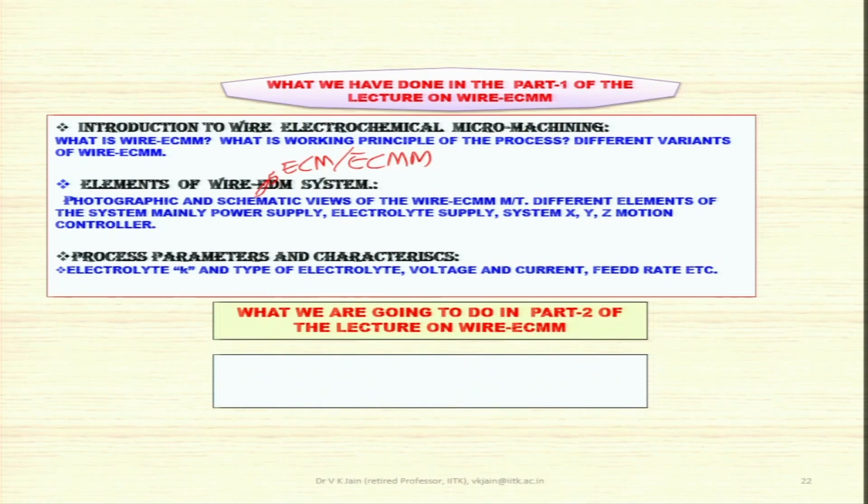What we are going to discuss in part 2 of the lecture on wire ECMM, mainly we are going to discuss the applications. Some part of the tool design of the wire ECMM process was left, so that also will be covered before applications. Applications are specifically in aerospace industry, automobile industry, etc., that we will discuss in detail. And then finally we will discuss the conclusions of this wire ECMM process.